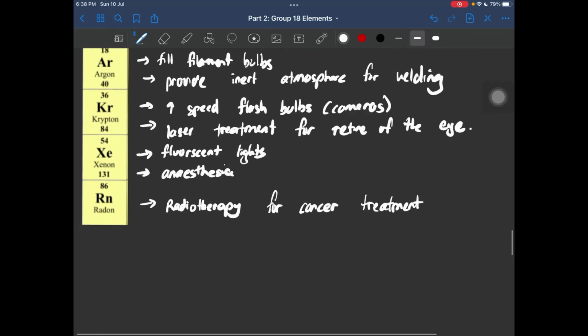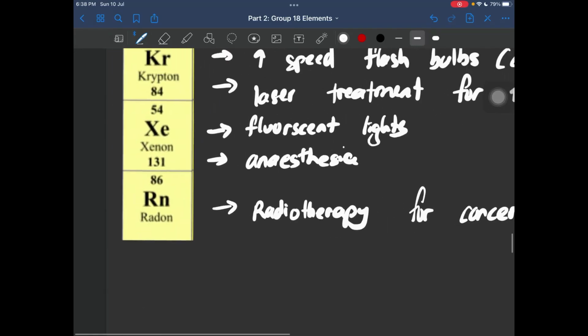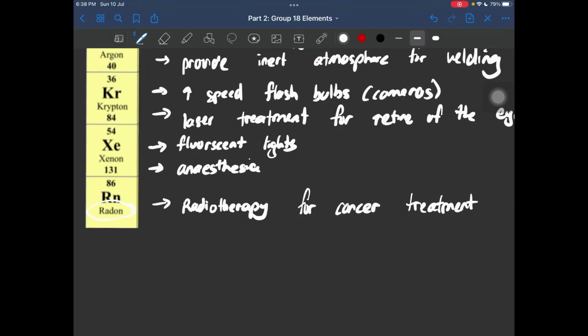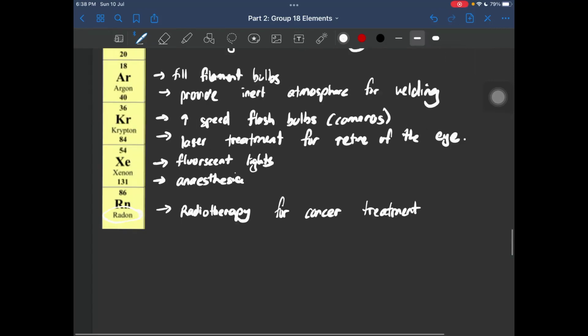I think radon is quite easy to remember because the name itself, radon, is easy for you to remember as radiation. And when you think of radiation, you think of radiotherapy for cancer treatment, right?